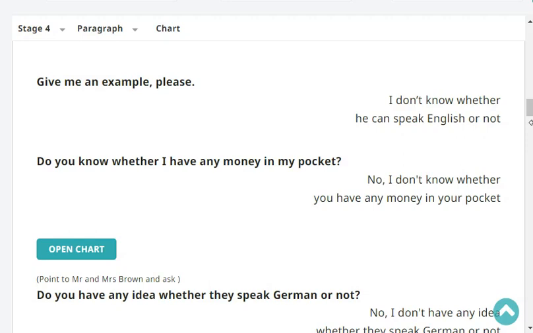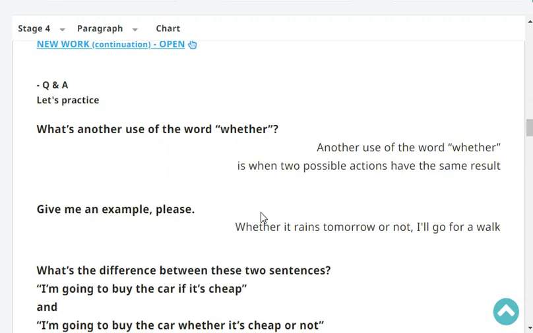Do you have any idea whether they speak German or not? No, I don't have any idea whether they speak German or not. Can you tell me whether it'll rain tomorrow or not? No, I can't tell you whether it'll rain tomorrow or not. What's another use of the word whether? Another use of the word whether is when two possible actions have the same result.